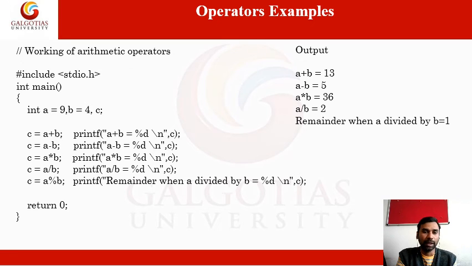Next, a mod b. This is the modulo operator. a modulo b. What is the remainder of this division, 9 by 4? Remainder is 1. This is the mod operator.